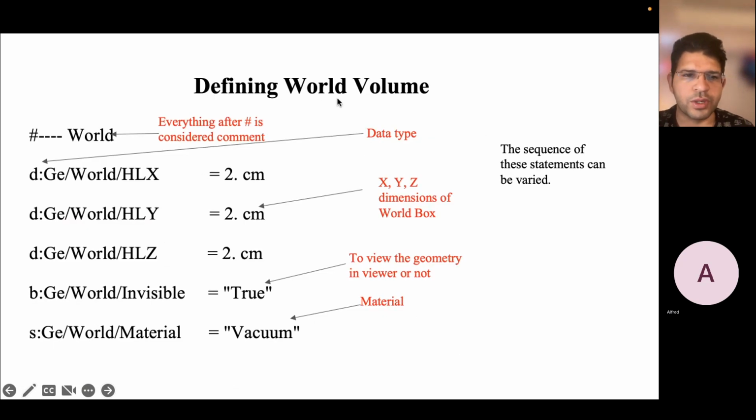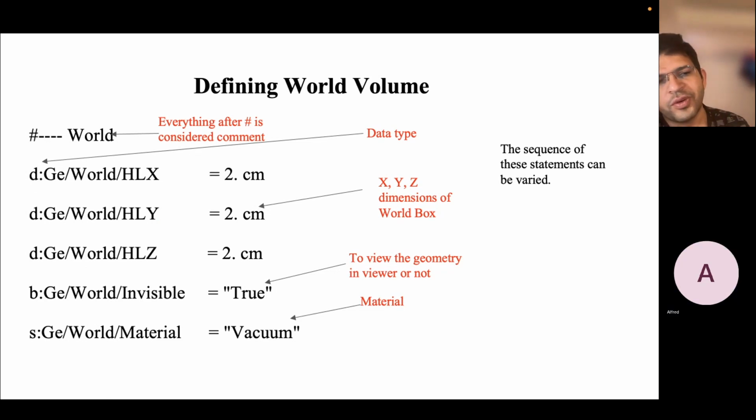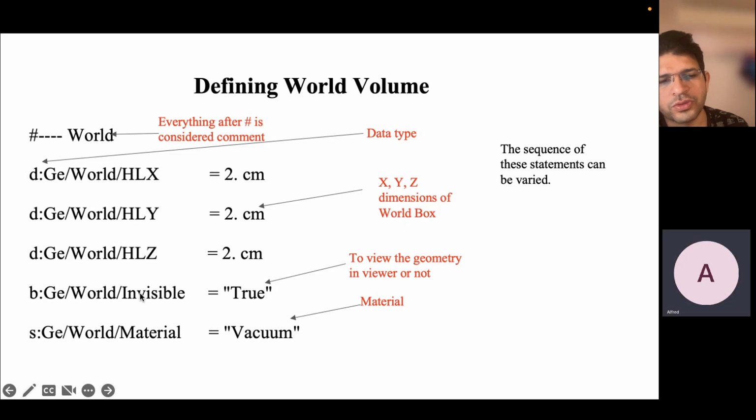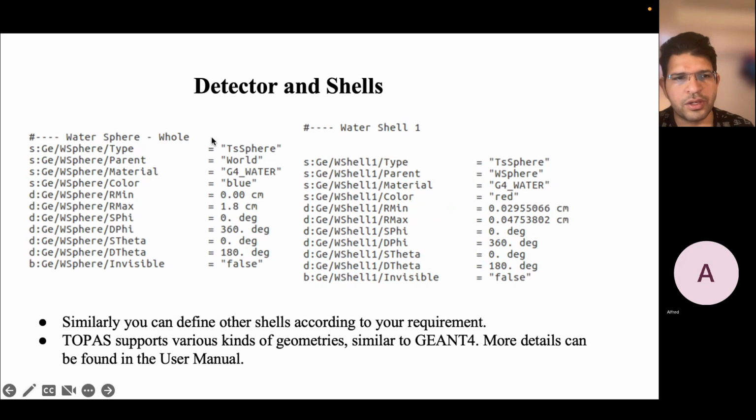And then we defined our world volume. Like I said, its TOPAS geometry definition is very data type, it's very much bound with the data type that you want to use. So here it's double to define the half length along the XYZ axis for the world volume, and we don't want to see it, so we just set invisible equal to true, and we define the material of the world as vacuum.